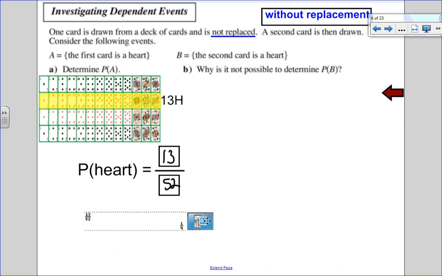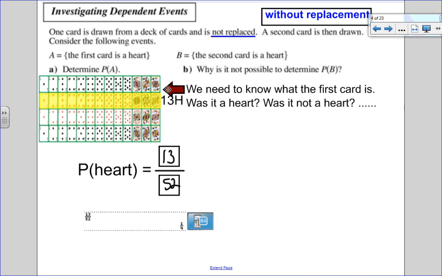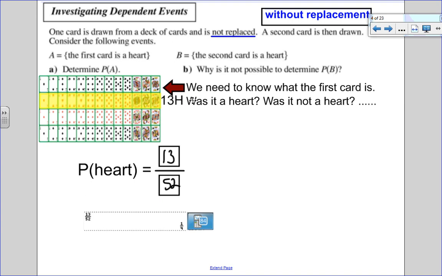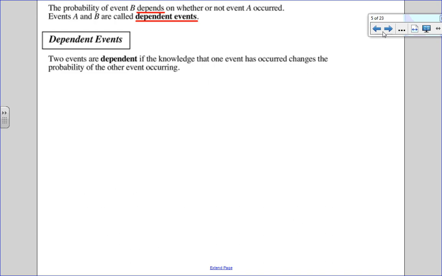Now, since I'm not replacing the card, I'm holding on to that first card. Now to figure out the probability that the second card is a heart is impossible to determine. The reason is that we need to know what the first card is. Was the first card a heart? Was the first card not a heart? Because we are not replacing it, we cannot calculate the probability that that second card is a heart. This is a dependent event. Dependent events are where one depends on another event occurring.